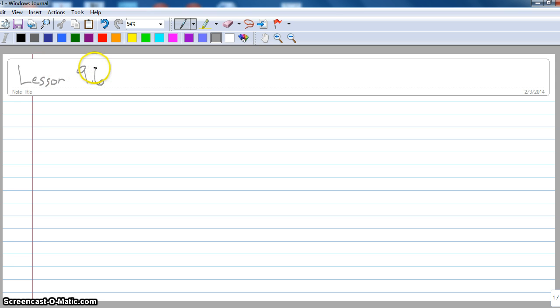Today we'll be doing lesson 9.6, and 9.6 is about symmetry and rotational symmetry.